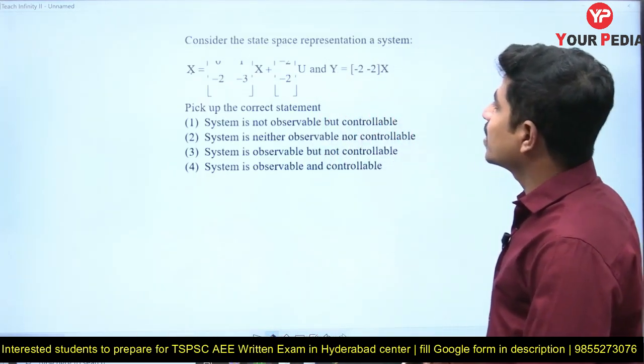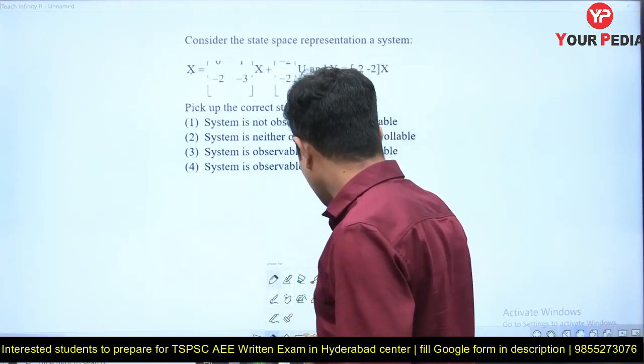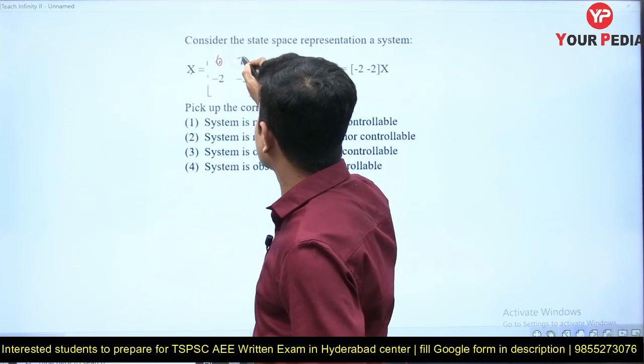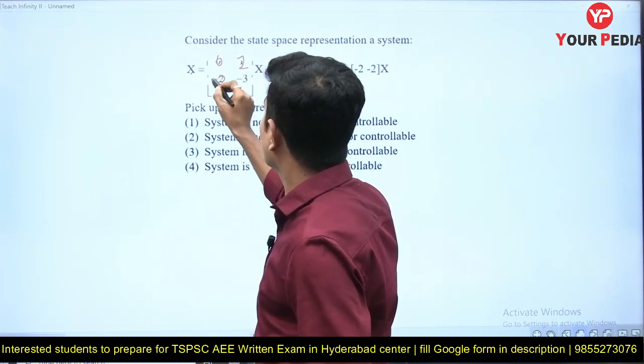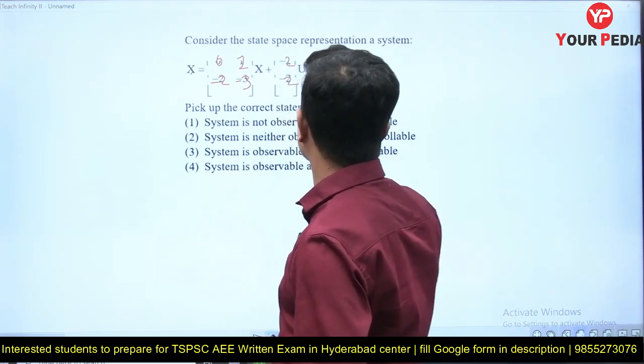Consider the state space representation of a system. Some figures are not visible here, let me write those. The first element of the matrix is 0. This is 1. This is minus 2. This is minus 3. And this is minus 2. This is minus 2.